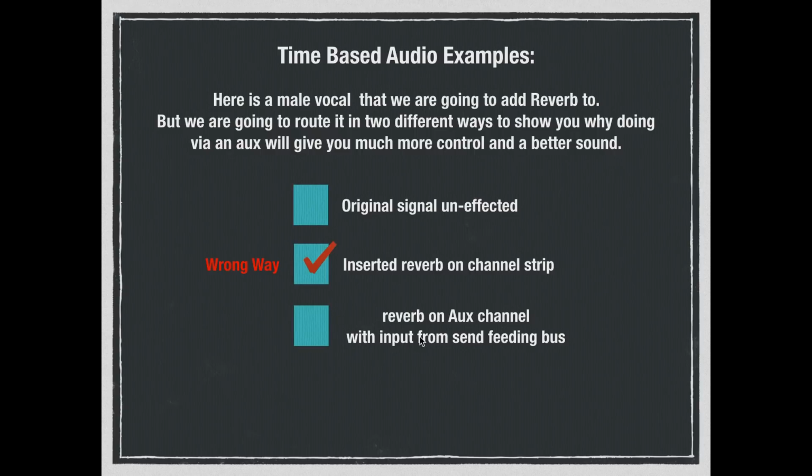But let's go ahead and hear it now done correctly, and I'm going to explain. This is using a reverb on an aux channel versus having it on the channel strip where the audio is physically. And I'm going to show you how to set that all up. We're going to have a send feeding a bus, which then is the input for that aux channel. But listen to the vocal and see how much difference there is now.